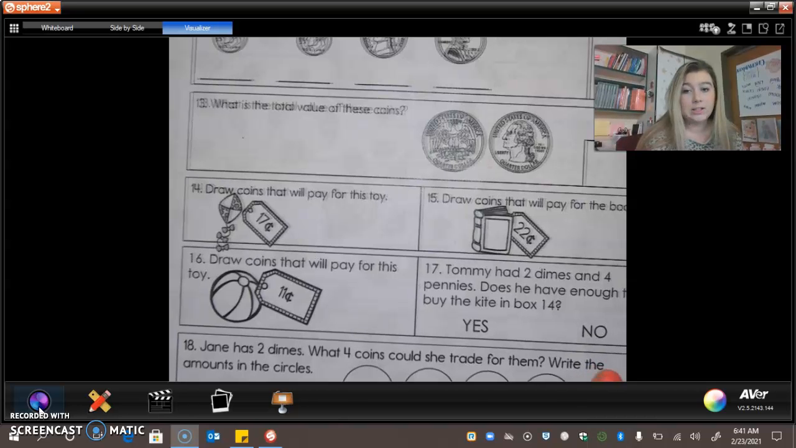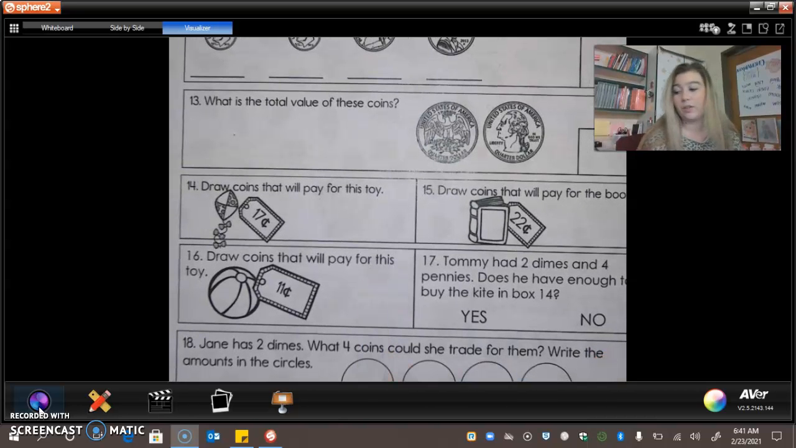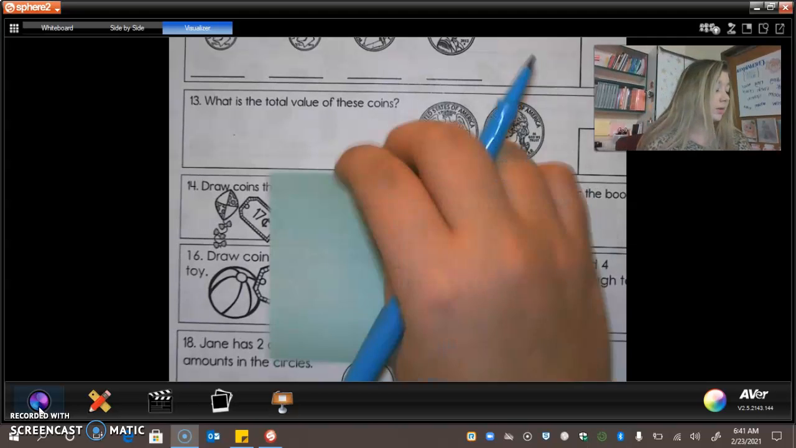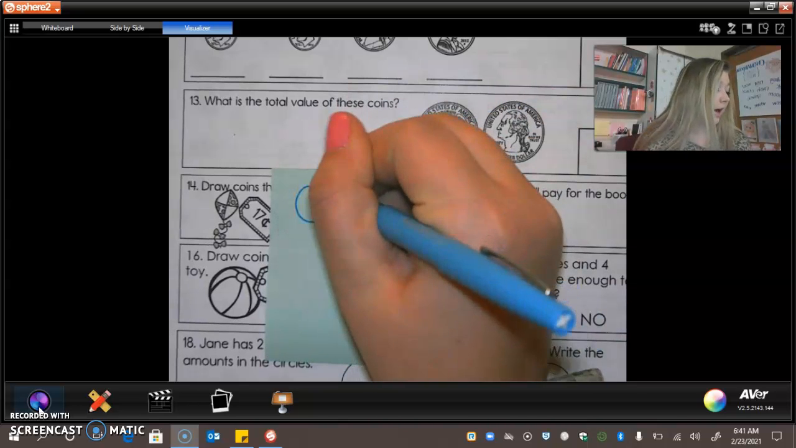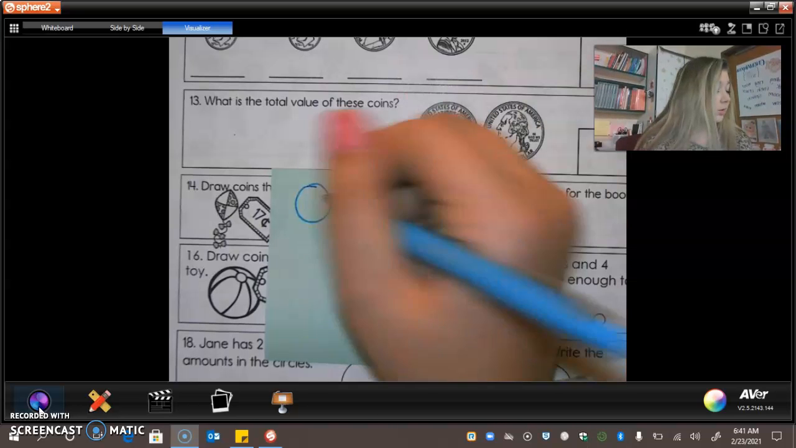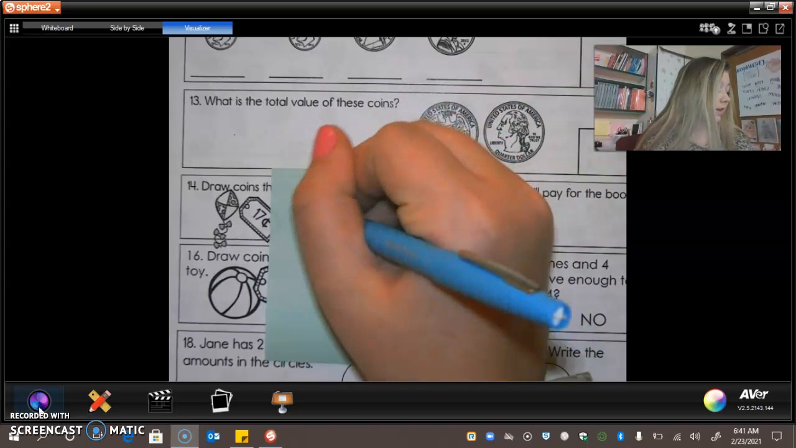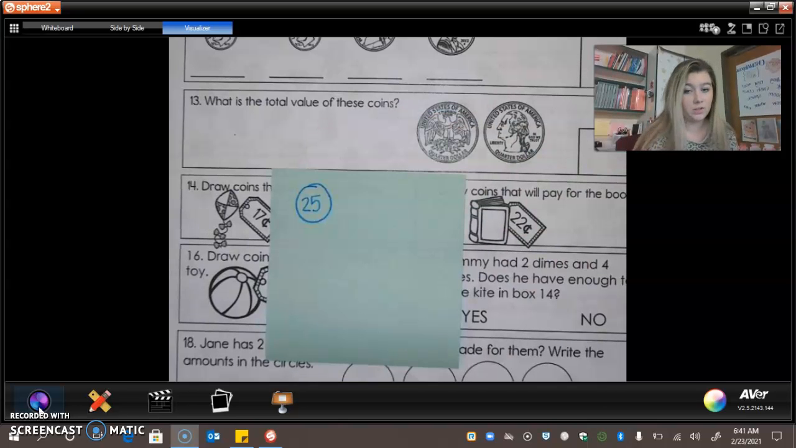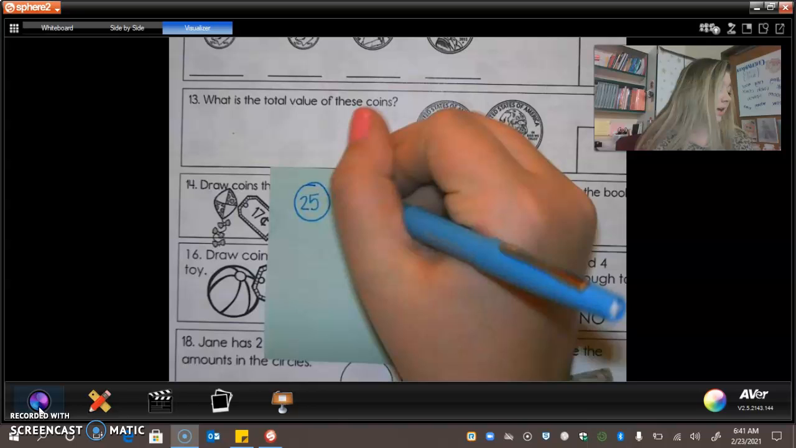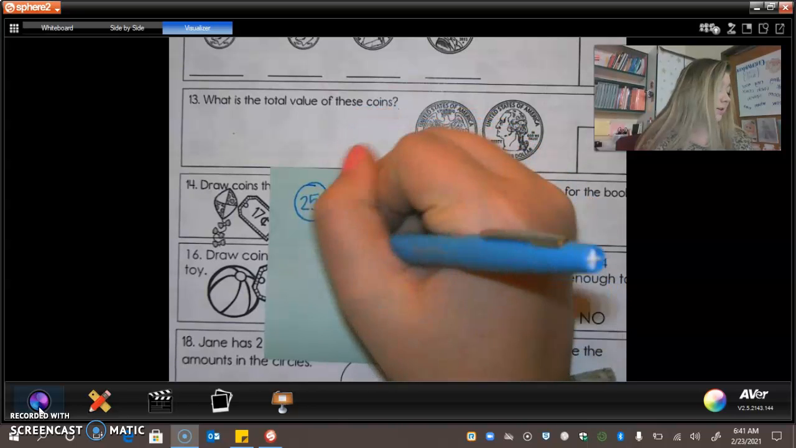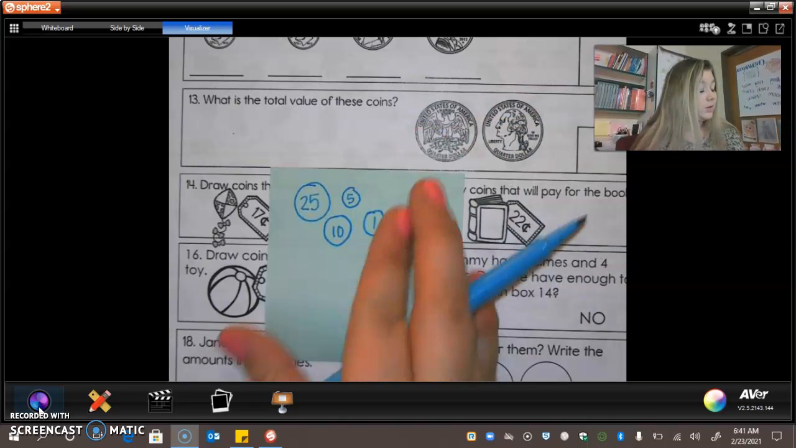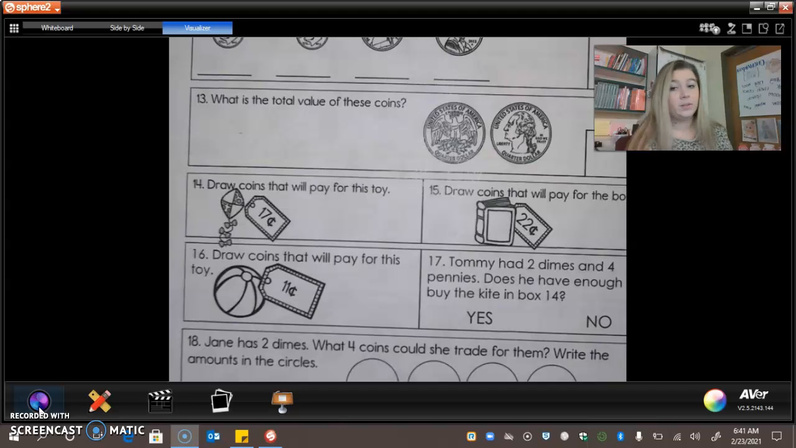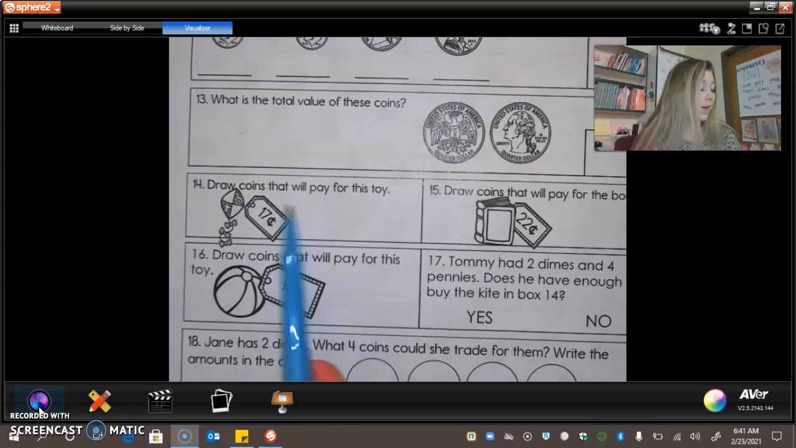Okay, number 14, draw coins that will pay for this toy. So, for example, if you were drawing a quarter, you would draw a circle. And how would I know that's a quarter? You would write the number 25 in it, right? Because a quarter is worth 25 cents. And then you would do the same for a nickel, a dime, and a penny. That's how you're going to show us how to pay for this item. So it says draw coins that will pay for this item.